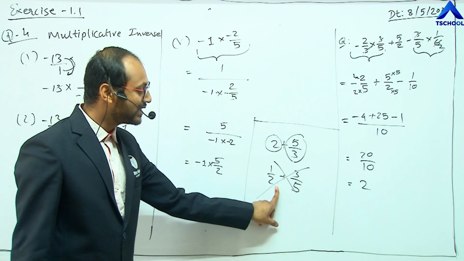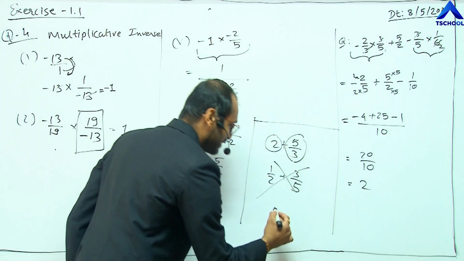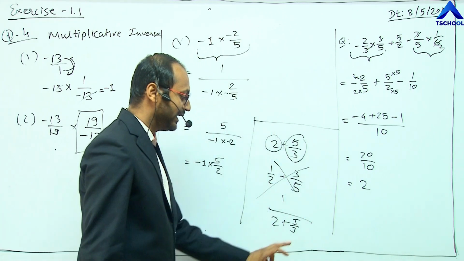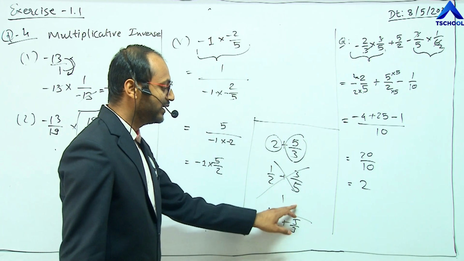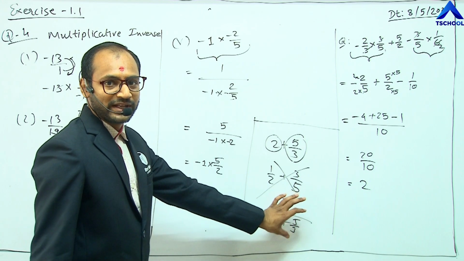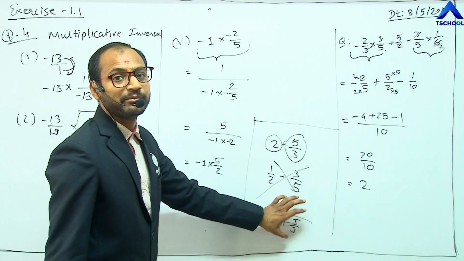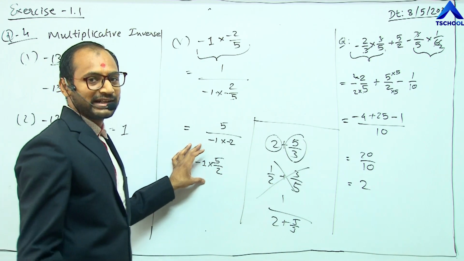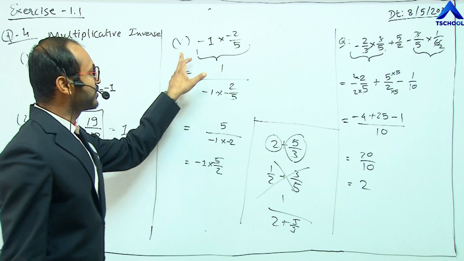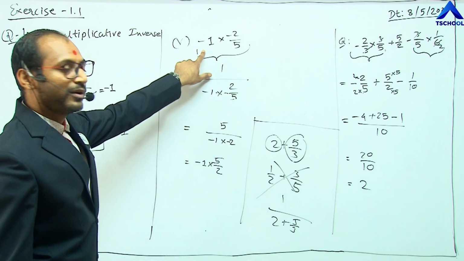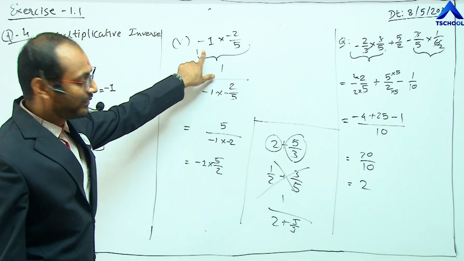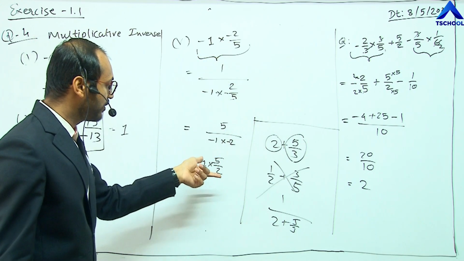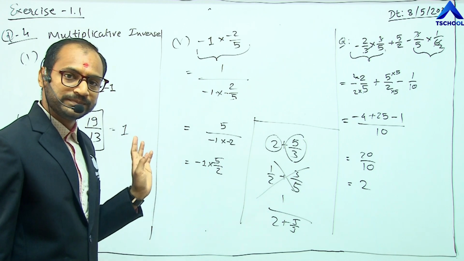Clear? This inversion is wrong. We can do it in this manner: 1 upon 2 plus 5 upon 3. Then we will take the LCM and then do this simplification. That is the inversion, multiplicative inversion. But here we can do it directly. So the solution of question 5 is this. 1 upon minus 1 is minus 1. And here minus 2 upon 5, the inversion of that is minus 5 upon 2. Clear?